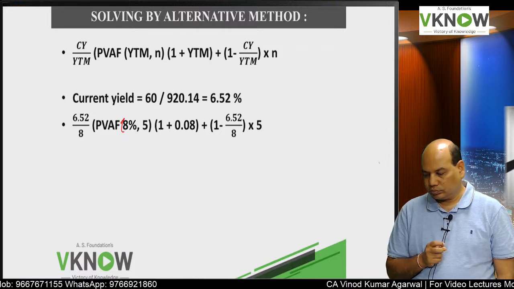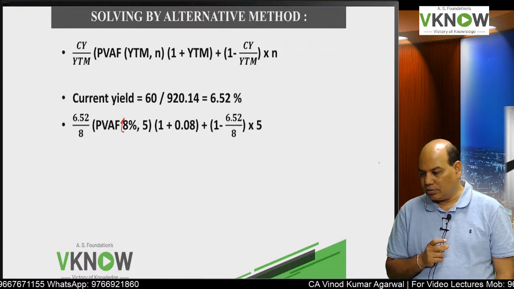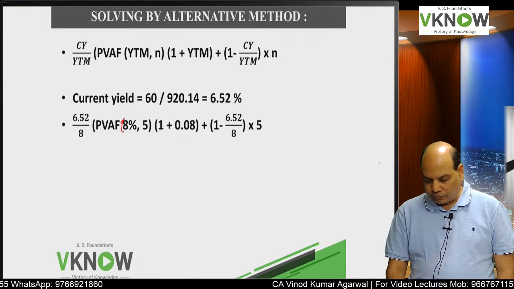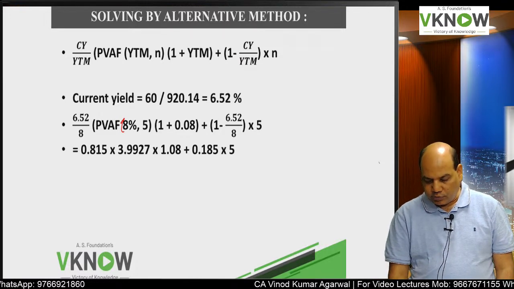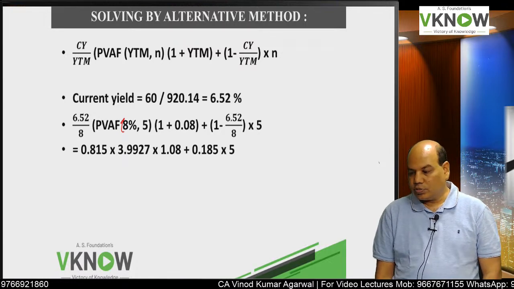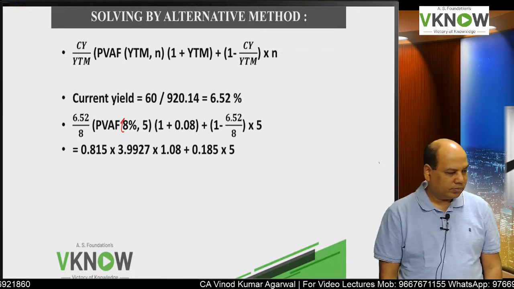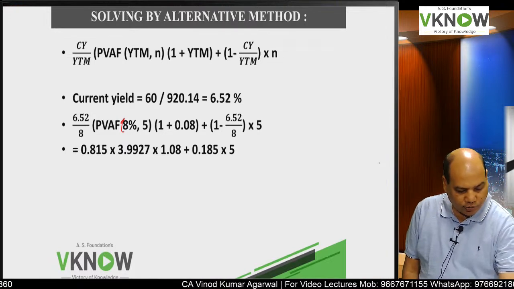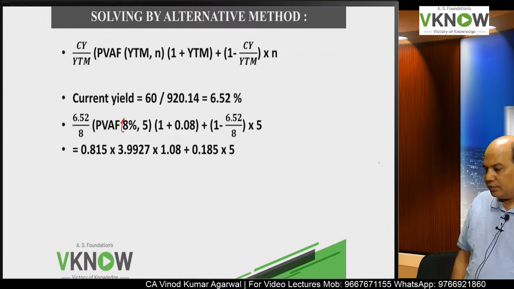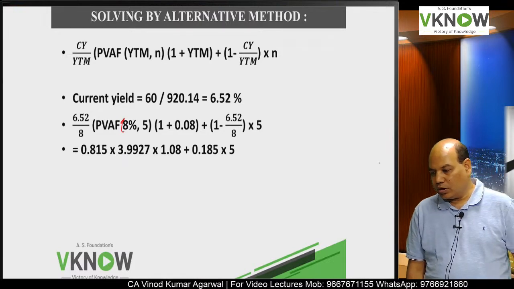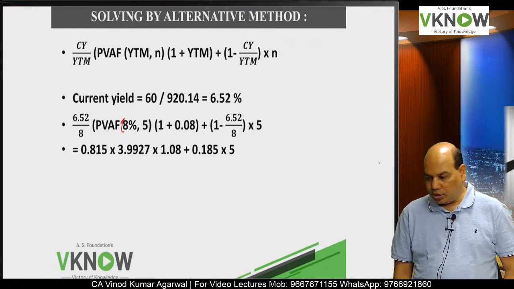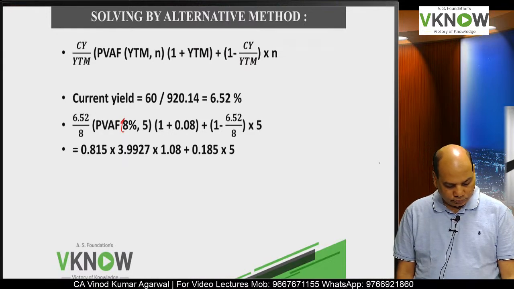6.52 divided by 8 into number of years 5. I am going to simplify this for you and then you will give me the answer. 6.52 divided by 8 is 0.815. Annuity factor at 8% and 5 year is 3.9927.